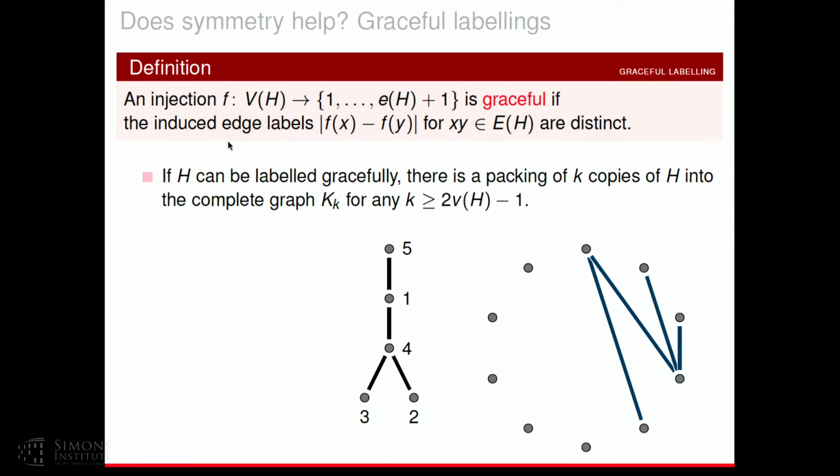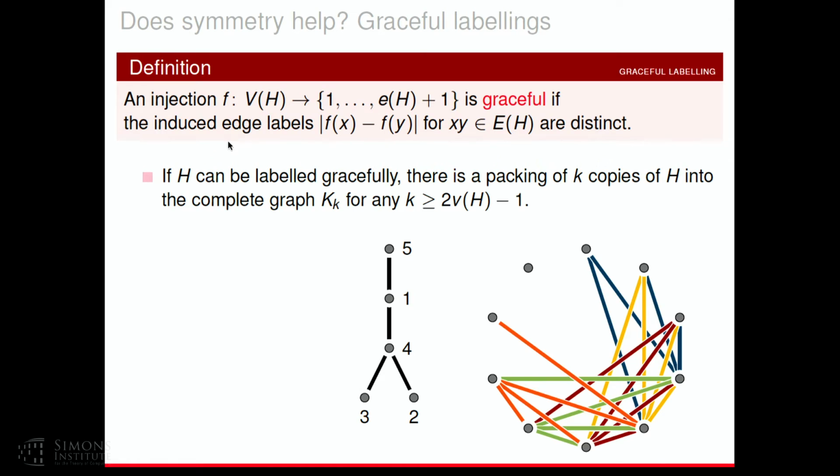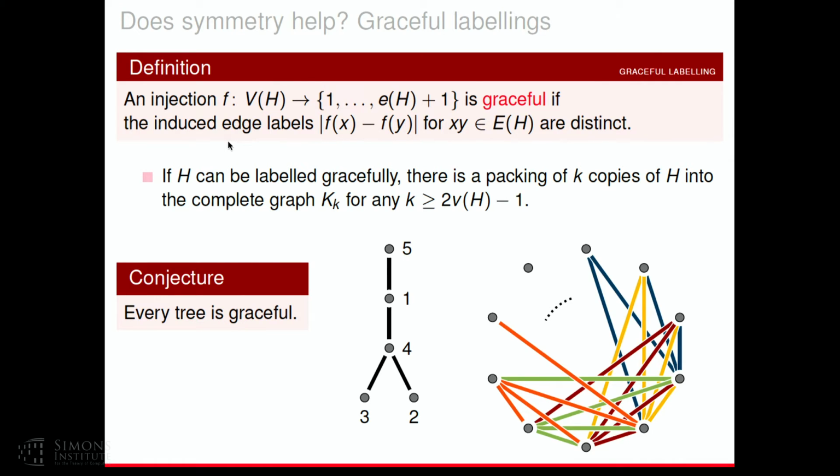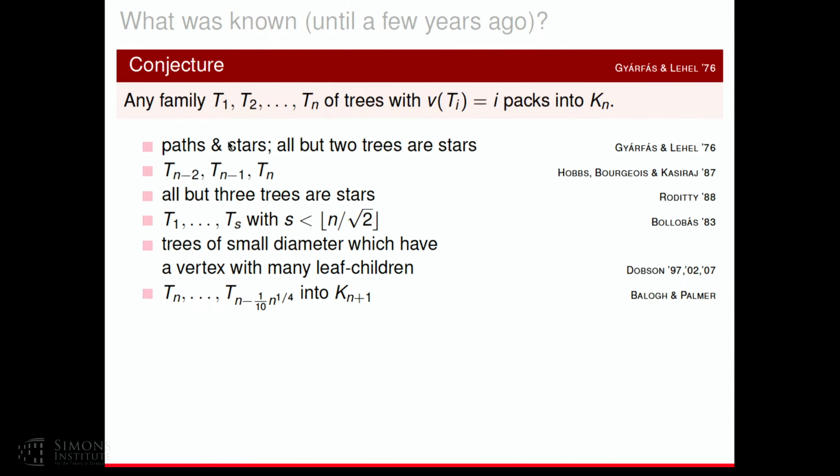Okay, so that's certainly fine. But then the second copy I do exactly the same, but I rotate it by one. And then the third copy I rotate again, and so on and so on. And this property of me having a graceful labeling and that the number of vertices is not too small guarantees to me that I won't use any edge twice. Yeah? So we get a packing of copies of this tree, but we get a very nice packing, a very symmetrical one. Okay. And then the conjecture is, of course, that every tree is graceful. So for every tree, we can find such a labeling.